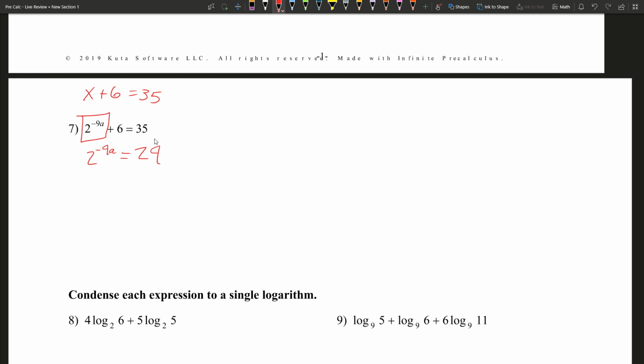Then it's the same problem as the last two. Once you have the base with the unknown, then it's the exact same problem as number 5 and 6. So in order to cancel out this base of 2, we have to take the log base 2 of both sides.